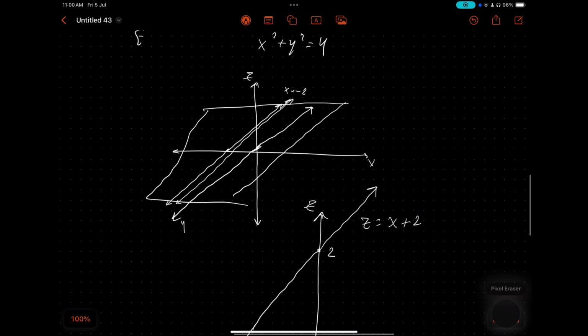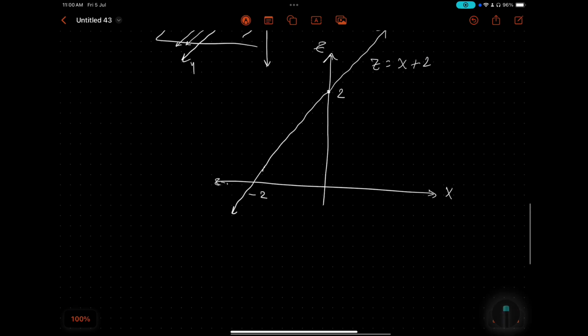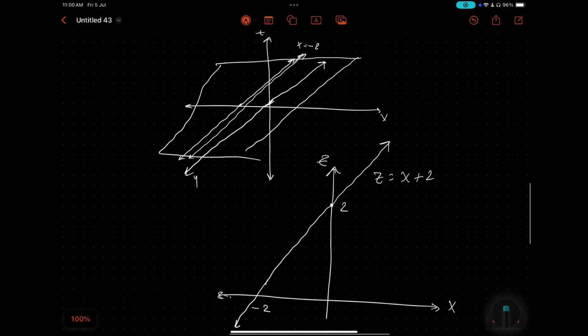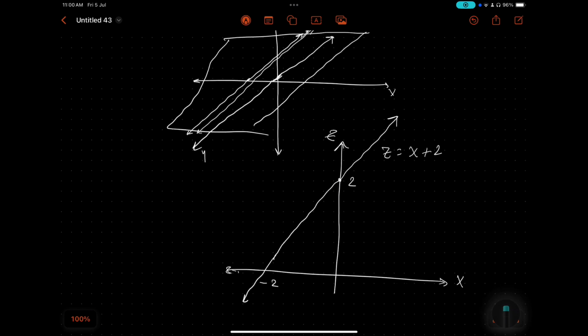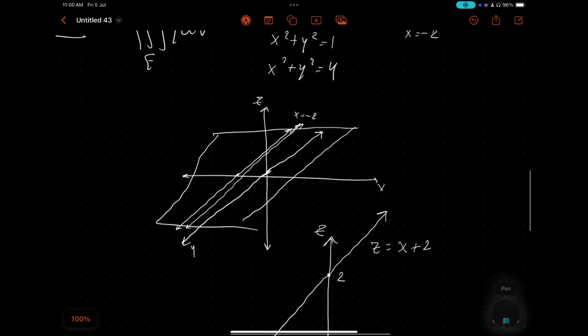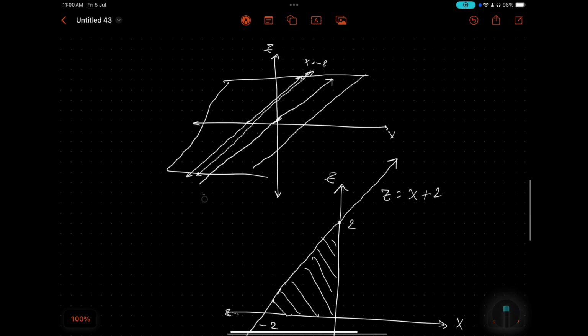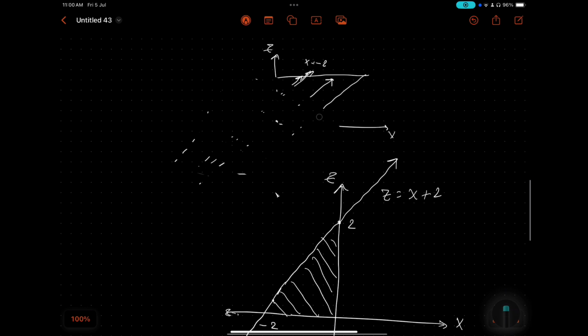I wish I could have drawn it better, but this is basically what we're going to get. And then for that, it's just a plane that's extended into the paper and out of the paper. So I hope you can imagine it. Now we want the region. So this region is basically like a tetrahedron. We want this region, and we want to find the volume. Okay, so let's try to do that.